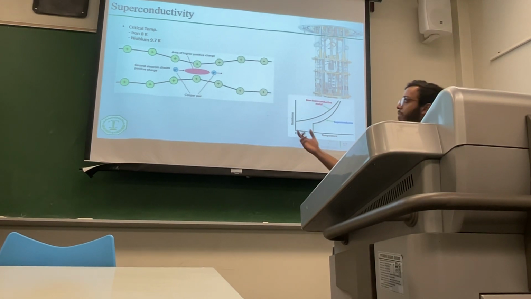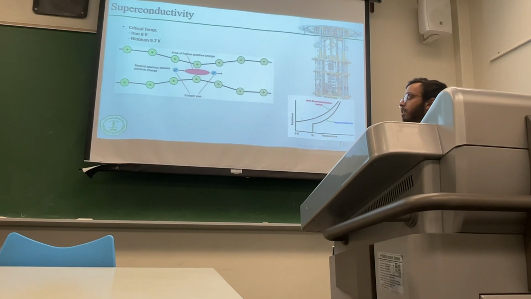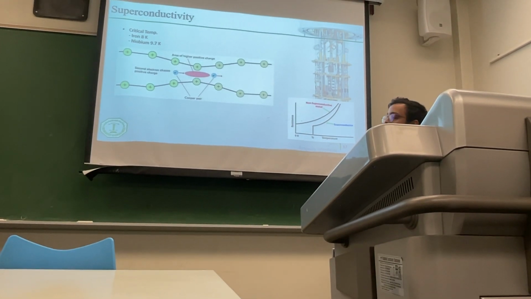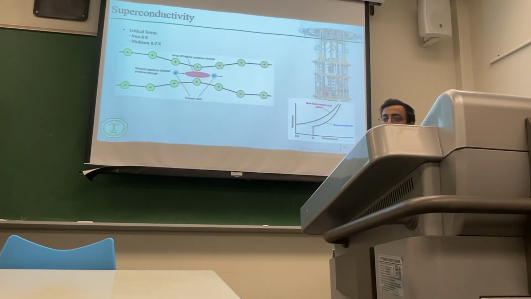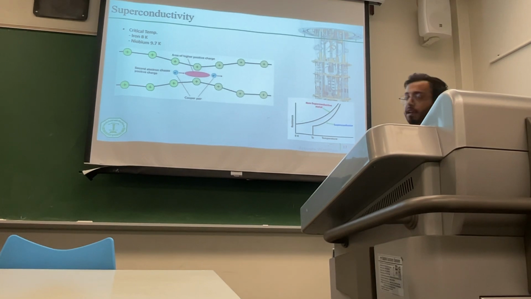Here we see the iron has the 8 Kelvin temperature as the critical temperature, whereas the niobium has 9.7, which is why it's preferred in the industry so that it can be reached easier.